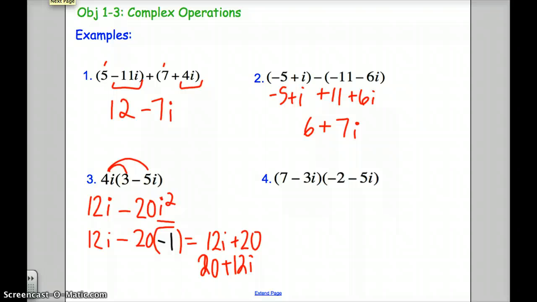Let's take a look at this next one. We're going to FOIL just like normal. We're going to keep our eye out for i squared. So we get -14.